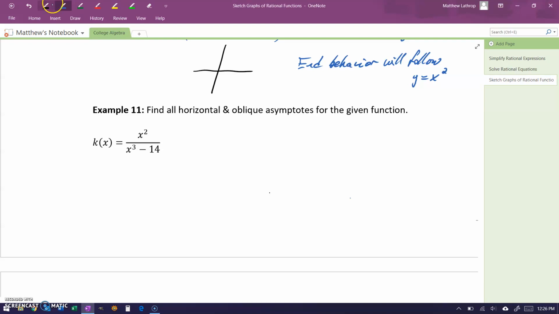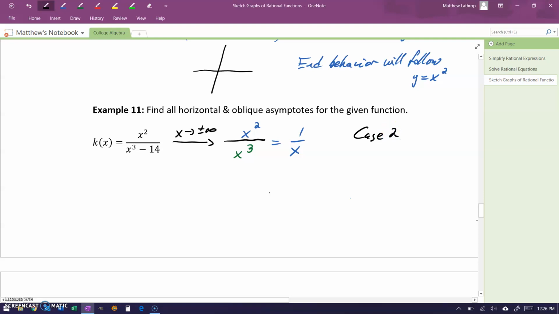In example 11, we'll look at another case here. Again, x is approaching positive or negative infinity, meaning our function is approaching x squared over x cubed. Reducing is going to give us 1 over x. Since the only variable that we have left over is in the denominator, this is going to be like case 2, regardless of what power that variable is raised to. So in this case, we have a horizontal asymptote occurring at y equals 0.